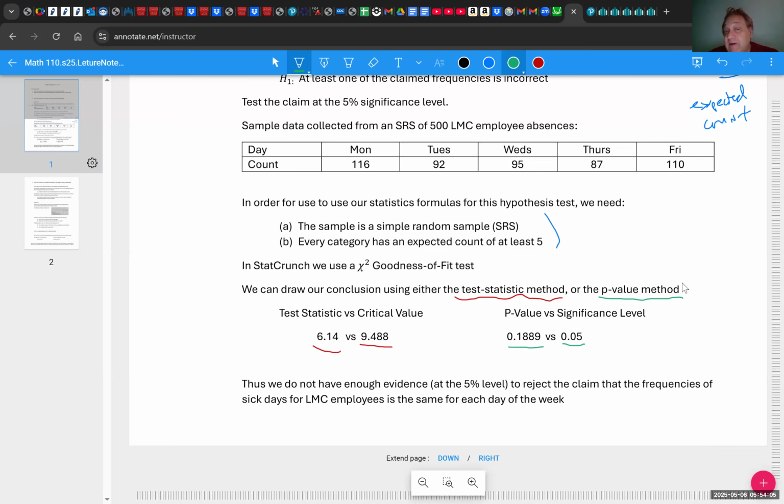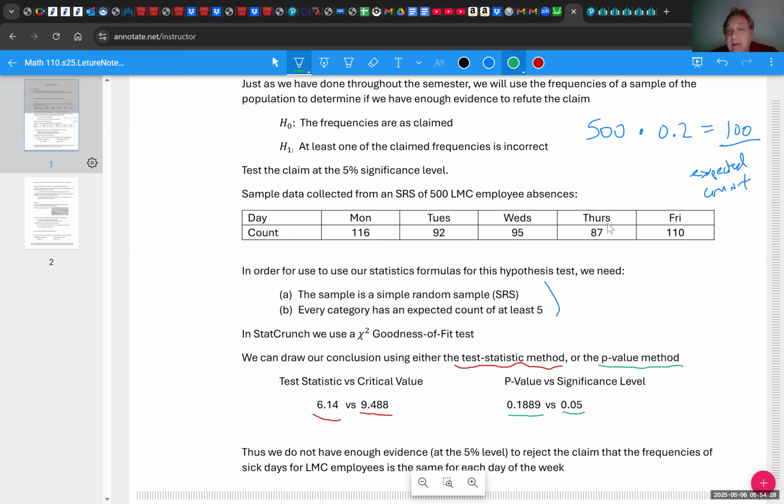In any case, whichever method you use, if you do it correctly and don't trip over your words as much as me, you will know that we do not have enough evidence at this 5% significance level to reject the claim, the null hypothesis. In other words, we cannot reject the claim that the frequencies are the same. In other words, we don't have enough evidence to say that they're not the same every day. So even though it looked like Monday had a lot more than maybe Thursday, and even Friday had a bunch, it wasn't significantly much, right?